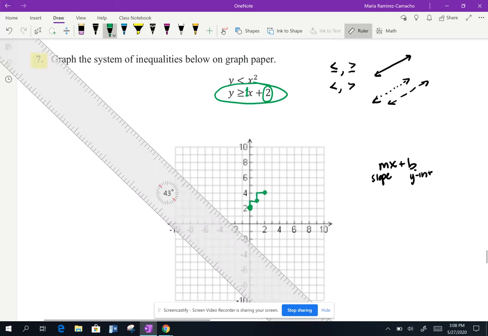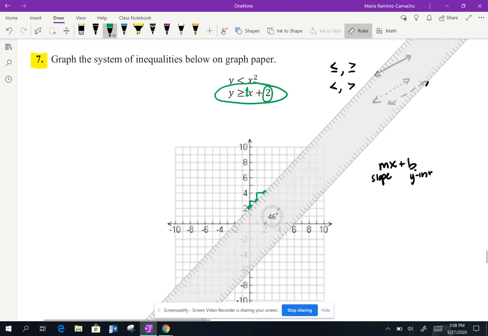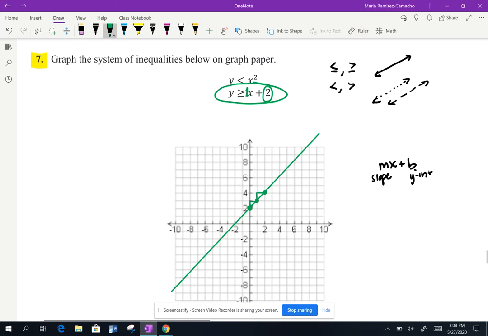And so connecting these points would give me a line like this. Solid line like we said, and now I'm going to test a point to see where to shade it. So let's test 0, 0, since we know that that's a pretty easy point to test.